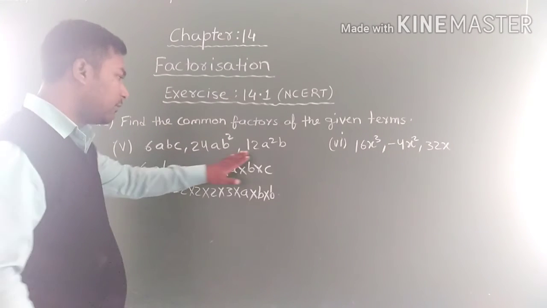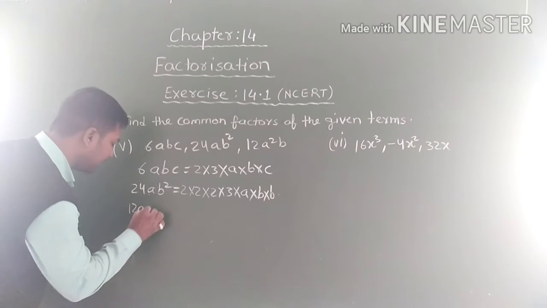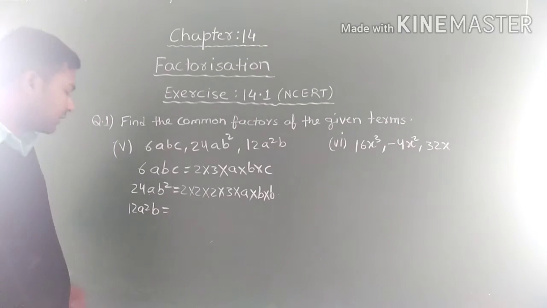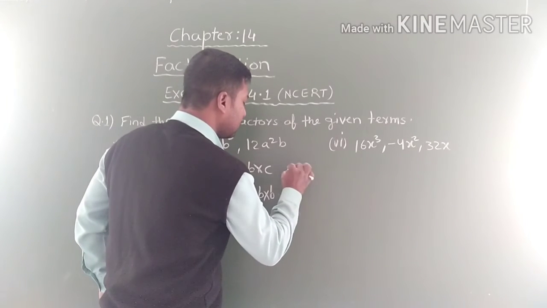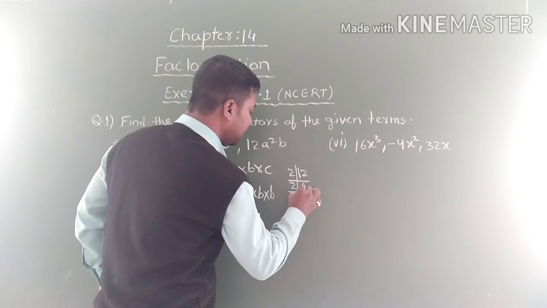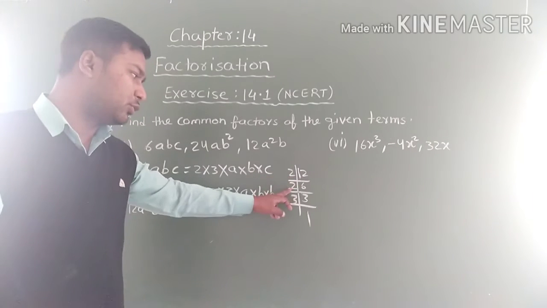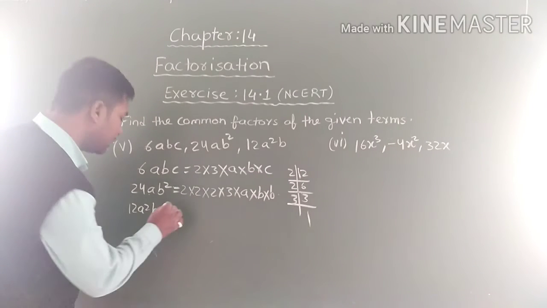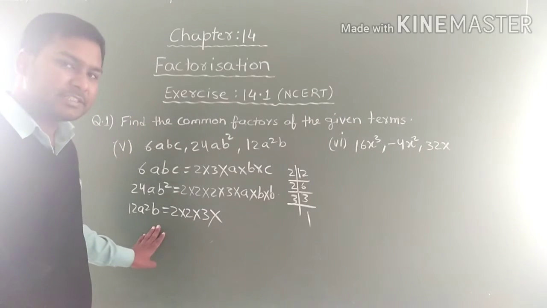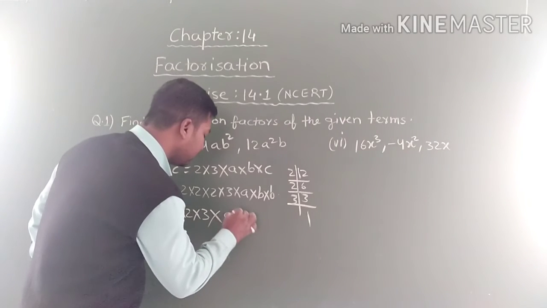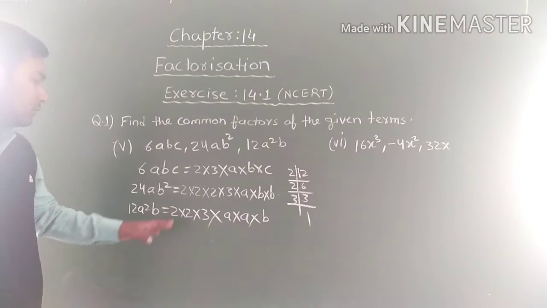Now what is left? 12a square b. What is the factor of 12? We can find it here: 12, 6, 3. The factor of 12 will be 2 into 2 into 3. Now a square b, that means a square is a into a, and b we can write directly. So just take common.